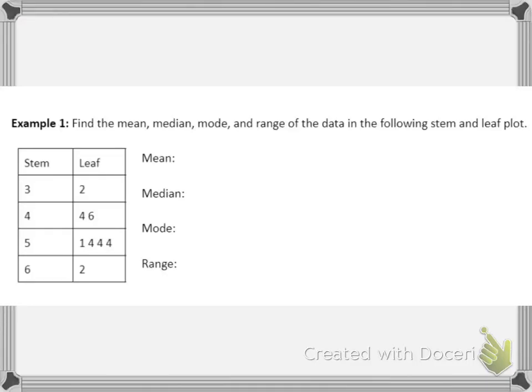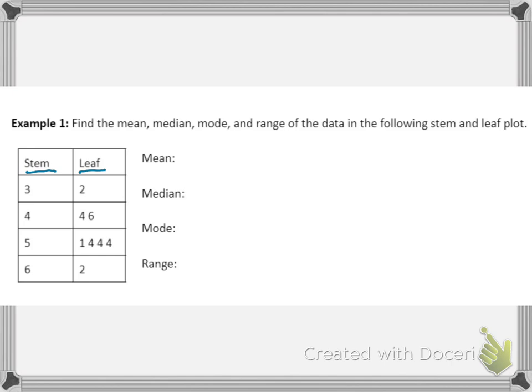Today's lesson is a review of our statistics unit in preparation for the EOC. So if I take a look at example 1 for this lesson, it asks us to find the mean, median, mode, and range of the data in the following stem and leaf plot. Remember, if I have a stem and leaf plot, my stem is the first digit in a 2-digit number, and my leaf is the second digit.